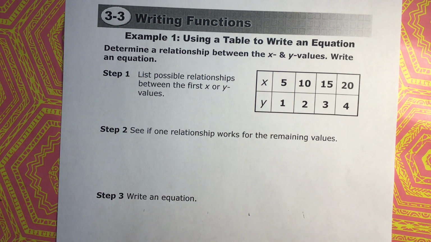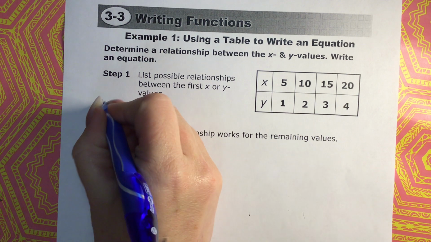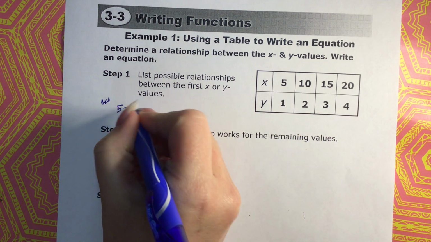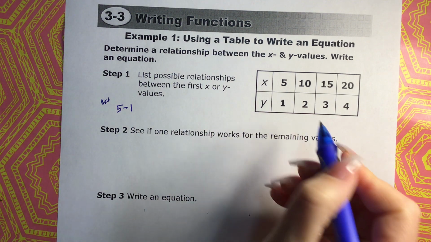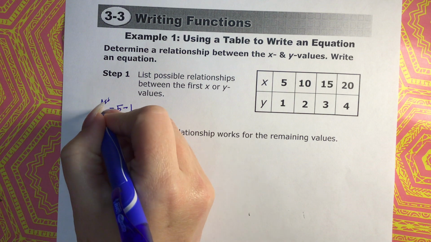So there's a couple different options. How does 5 become 1? Well, the first option would just be subtraction, right? 5 minus 1, and 5 minus 1 equals 4.